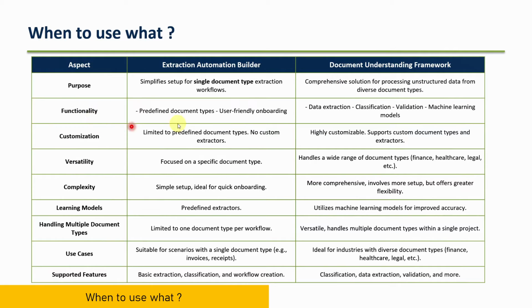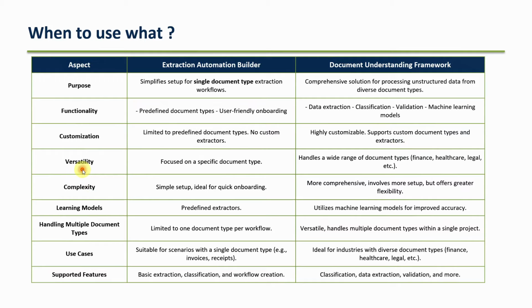If I talk of the functionality, it has predefined document types, which are predefined by UiPath, and it is a user friendly onboarding. You don't need any major setup, and that you would see when I go to the demo. And here in terms of functionality, you have data classification, validation, taxonomy, ML models, all of that available for you in the document understanding framework. For the customization, here you have limited customization, no custom extractors.